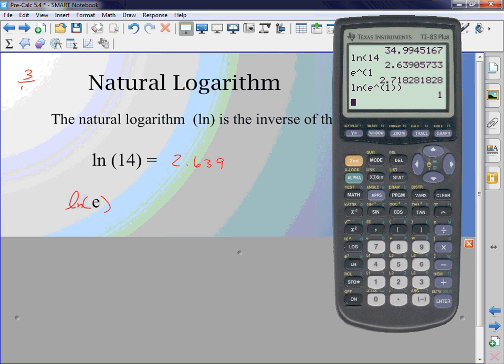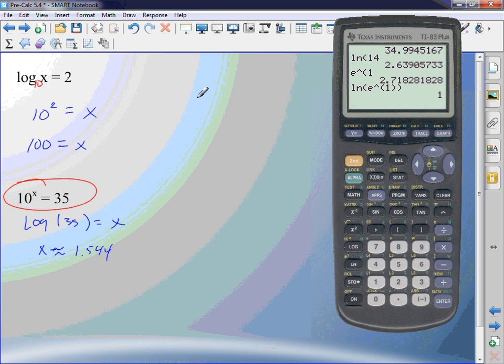Remember, 3/4. What's the inverse of 3/4? 4/3. ln is the inverse of e. They get rid of one another, you're just left with 1. The same thing with this stuff.